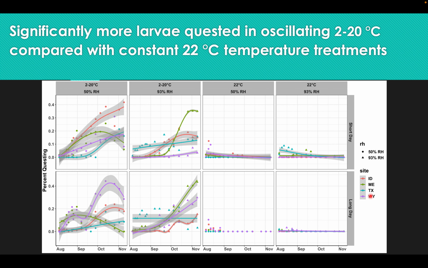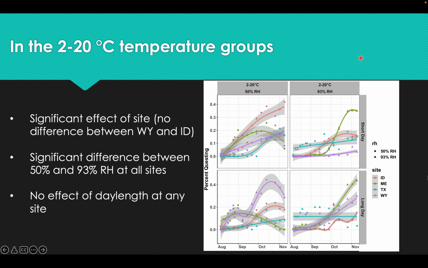We can see here that there is a significant difference between the ticks that were held at the 22 degree temperature group, which did not quest at all regardless of the humidity or the site that they came from, and here on the left, the 2 to 20 degree groups definitely had a significant amount that quested. So now I want to take a closer look at the 2 to 20 degree temperature groups, because this is where we can really see the effects for other variables.